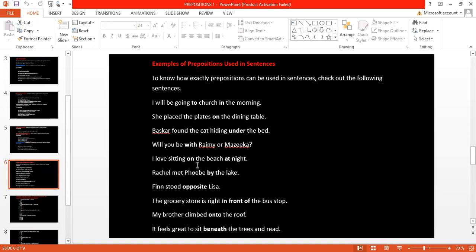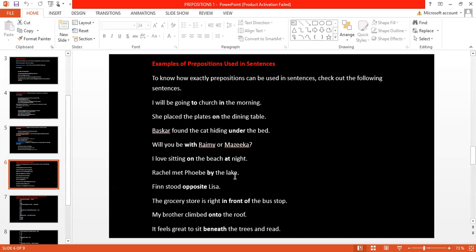I love sitting on the beach at night. Rachel met Phoebe by the lake. Finn stood opposite Lisa. So take note of that.